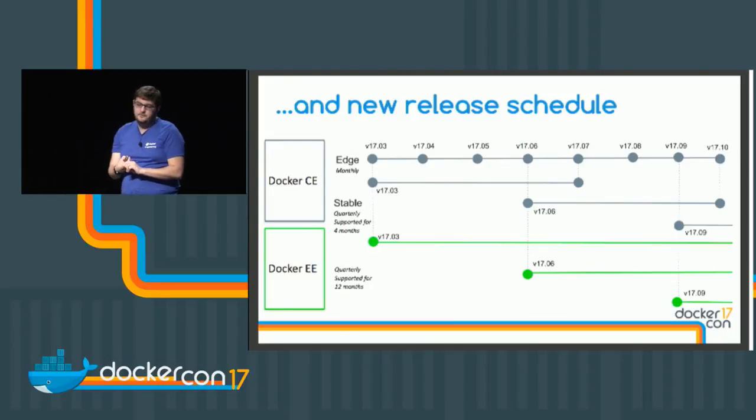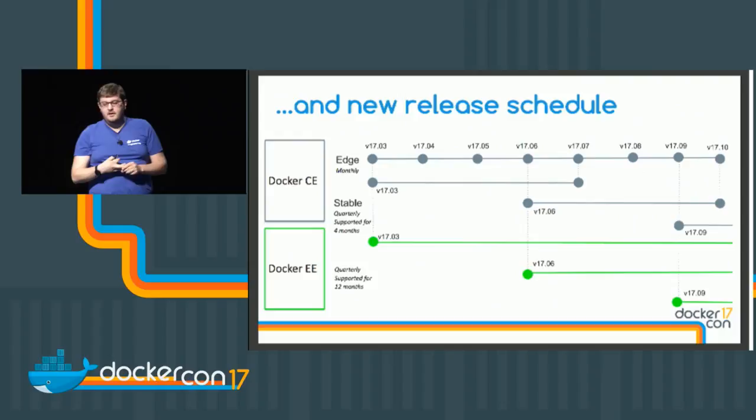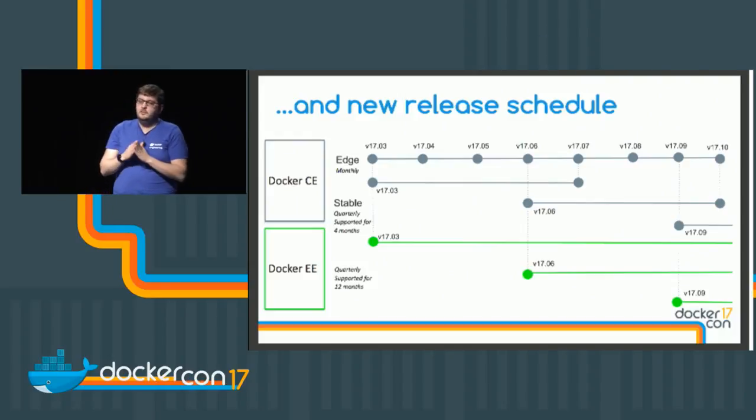And lastly, to finish on this slide, at the bottom here we have Docker EE. It's our Enterprise Edition. This one is going to be released quarterly as well, but it's going to be supported for 12 months. So for a whole year, we're going to backport security fixes and important fixes.